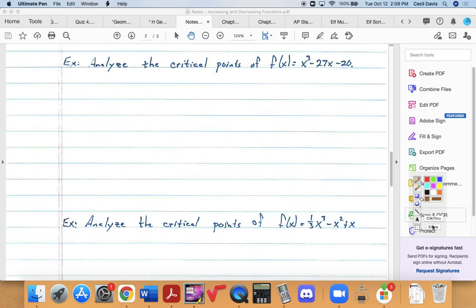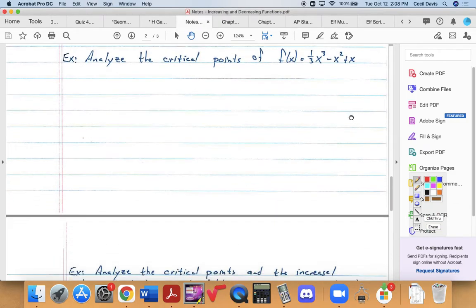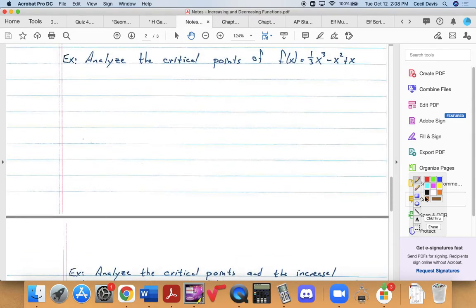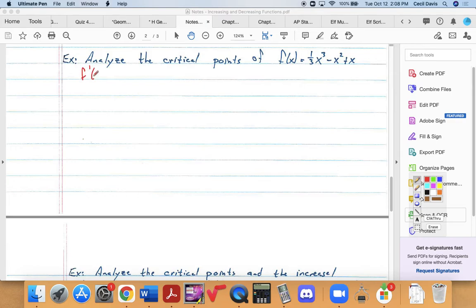All right. Let's look at this next one. We'll do the same thing. So we'll take the derivative, f prime of x. It's going to be x squared minus 2x. We're going to set that equal to 0. So I'm going to factor out an x. Isn't it x squared minus 2x plus 1?